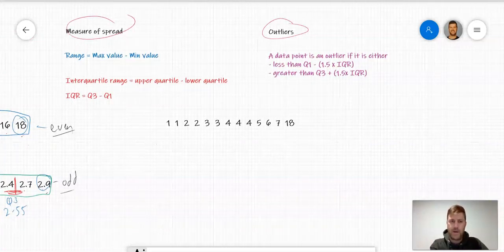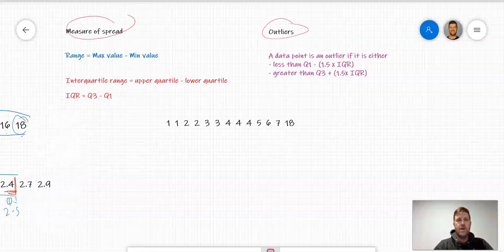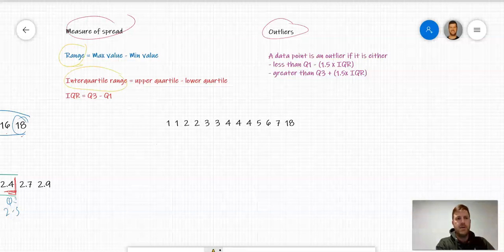And this is good when we're comparing data, talking about consistency of data in particular and things like that. So the two methods we're going to use, we're going to work out range and we're going to work out the interquartile range. Let's start with the range. Now the range is simply the maximum value, take away the minimum value.